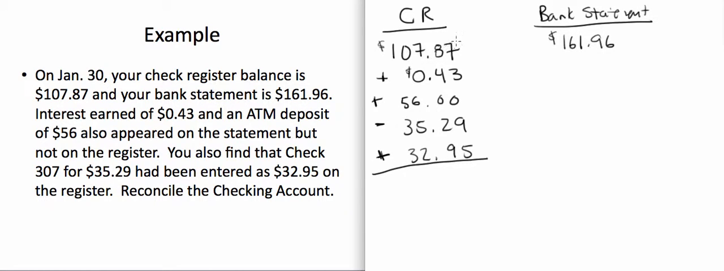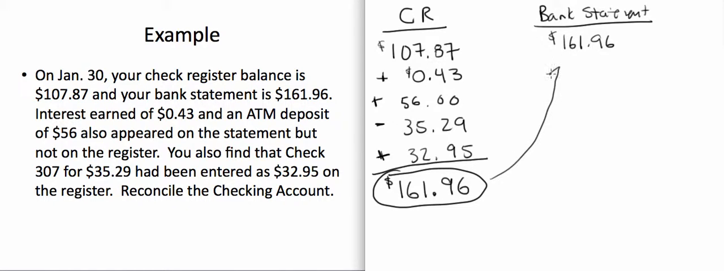And what you do from here is you add these up because we're trying to reconcile the checking account, or the check register. We add these up, and when we do that, we get an answer of $161.96. And so we see that our values match up, they're the same, and that's what we're looking for. Okay, so the last sentence here, reconcile the checking account, it'll tell you to reconcile the register, or it can ask you to reconcile the bank statement. Either one, but basically the same thing still applies. We're trying to make these two items match up.